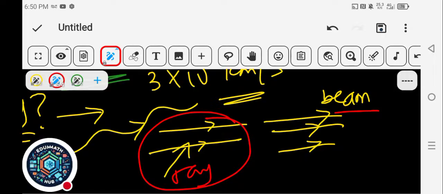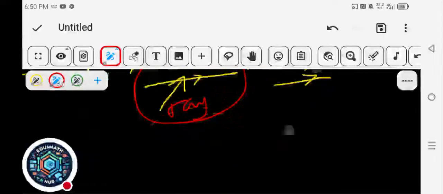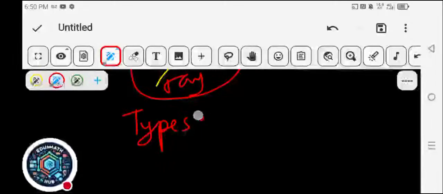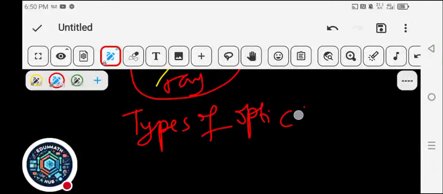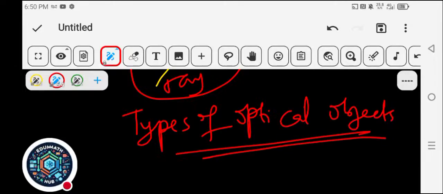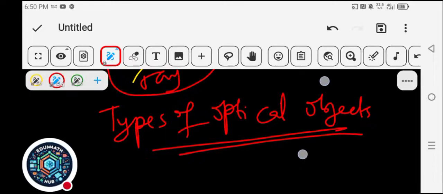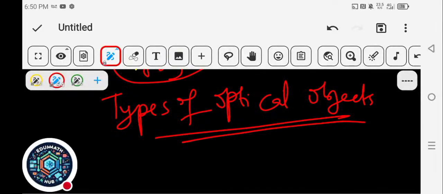Another aspect is the types of optical objects. These are objects that can be transparent, translucent, or opaque. So let's take the first one. The first type of optical object is transparent.